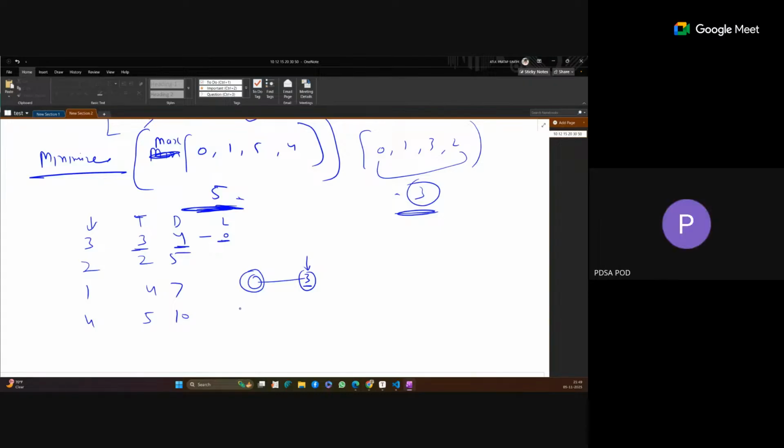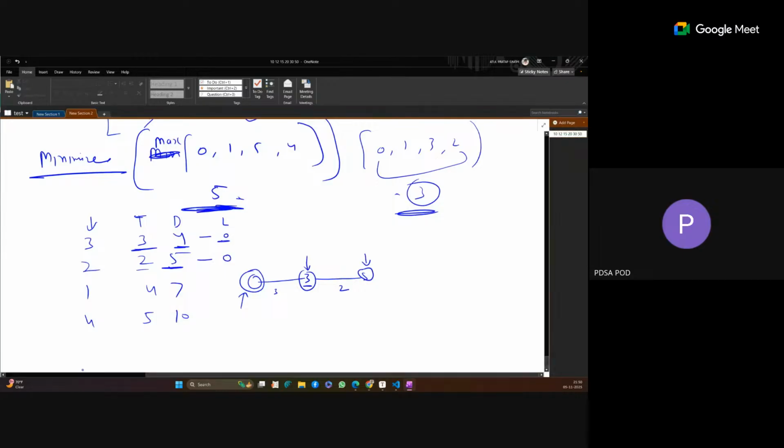We start from time 0. This takes 3 units of time, so the end time is 3. Now the next activity starts at time 3, plus 2, so the end time is 5. The deadline was also 5, so lateness for this is also 0. We have done it on time without being late.